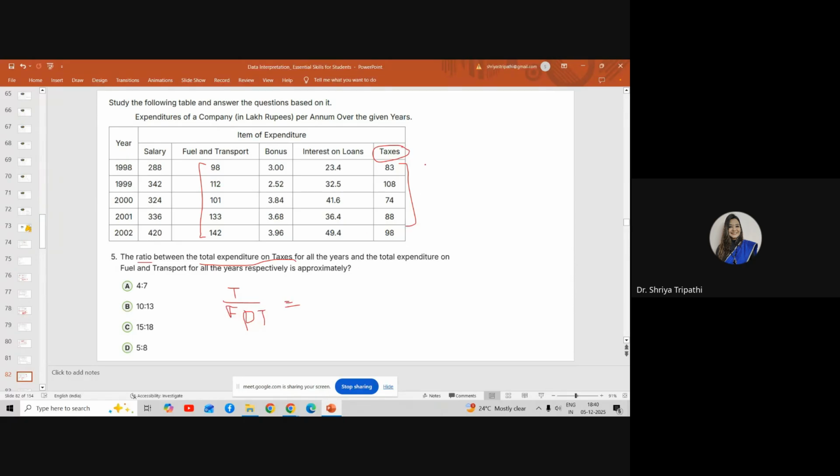Quickly write what is the total amount of taxes. Okay, good, Namrata. I hope you all are not using a calculator. You will not be provided one. Please make sure your speed is good. Total for fuel and transport. 586. Okay. Everyone is getting the same answer? Yes, ma'am.